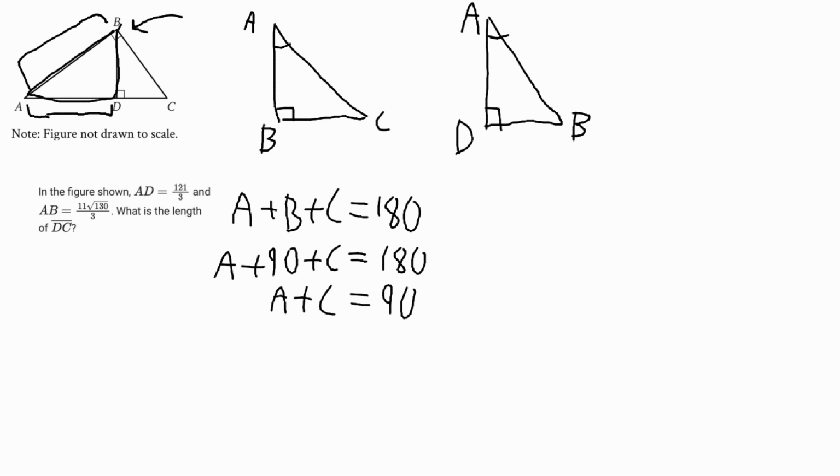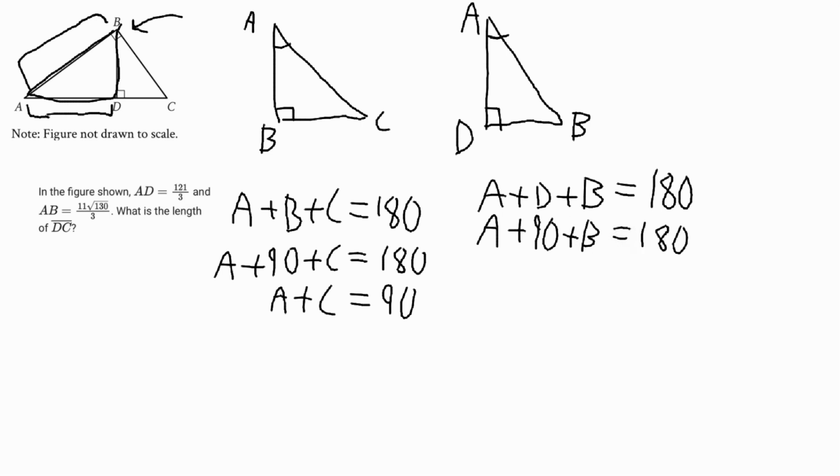And then for the other triangle, it's kind of the same thing. We know that A plus D plus B. Remember, the B angle in this triangle is different than the B angle in the first triangle. And we know that all these angles add up to 180. So angle A plus 90 plus B is equal to 180. And then subtracting 90 from both sides, I know that A plus B is equal to 90.